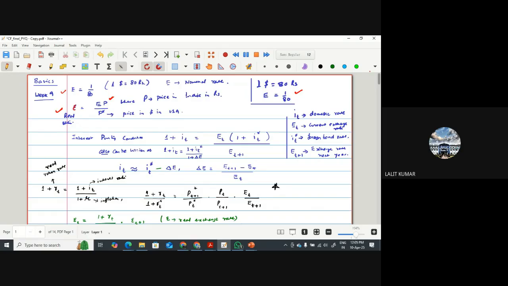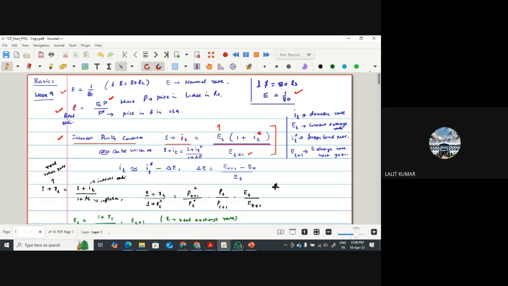Now, the second important formula is the interest parity condition, and it says that 1 plus I T, the interest rate in your domestic country, is equal to E T, the exchange rate, into 1 plus I star T, where I star is your interest rate in the foreign country. By using this, if they give you other variables, we can easily find one variable. And divided by E T plus 1, this is the futuristic exchange rate. So this is the complete formula.